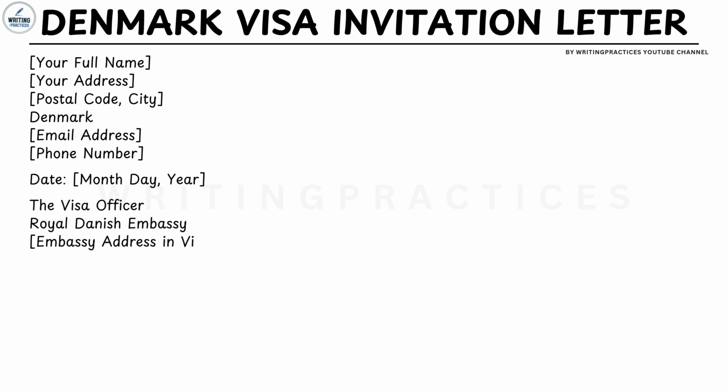Embassy details. Address the letter to the visa officer at the Royal Danish Embassy and include the embassy's full address in the visitor's country. For instance: the visa officer, Royal Danish Embassy, embassy address in visitor's country, city, country. This ensures your letter is directed to the correct recipient for review.